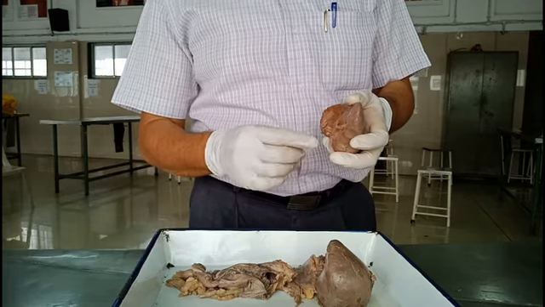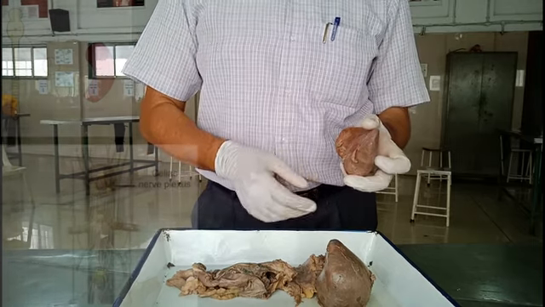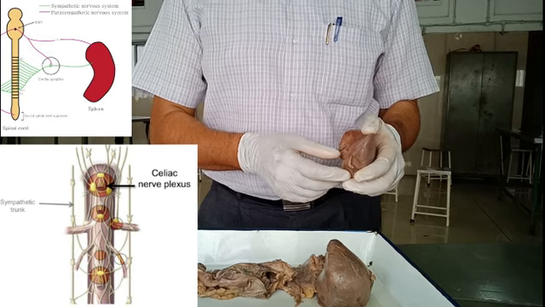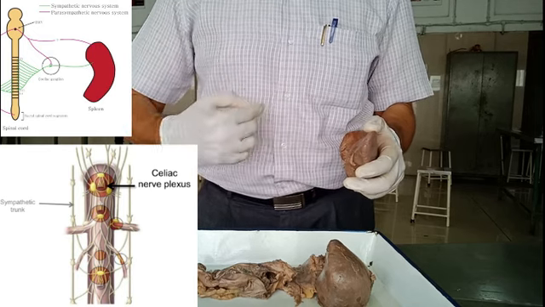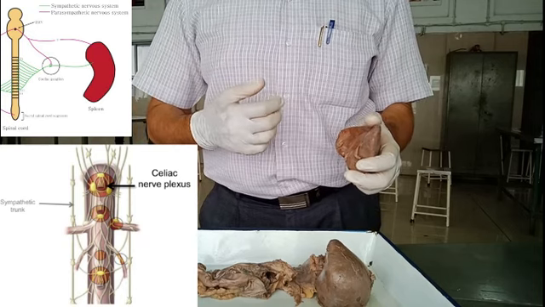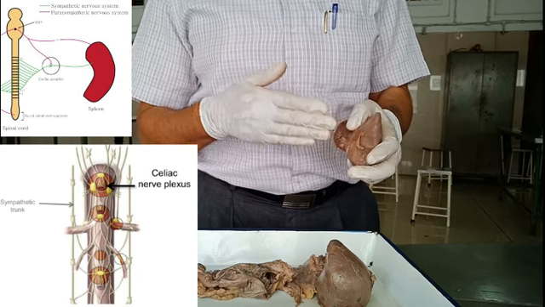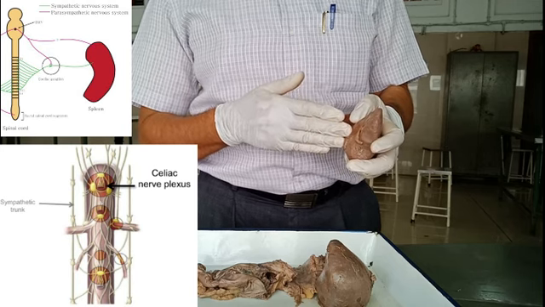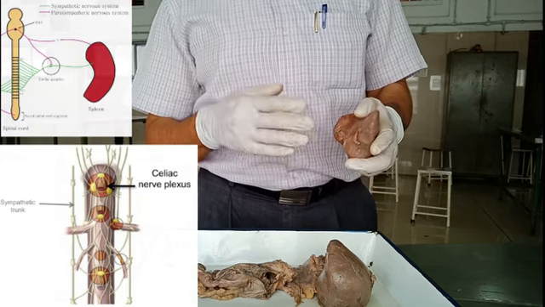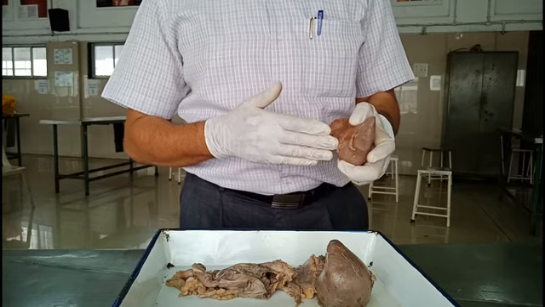Regarding the lymphatic drainage, splenic tissue proper has no lymphatics. Regarding the nerve supply, the spleen is supplied by sympathetic nerves derived from the celiac plexus. We know here the celiac trunk is there, and around the celiac trunk the celiac plexus is there. From there, sympathetic nerves come and supply the blood vessels and the smooth muscles present in the trabeculae and capsule. So this is all about the blood supply and nerve supply of the spleen.